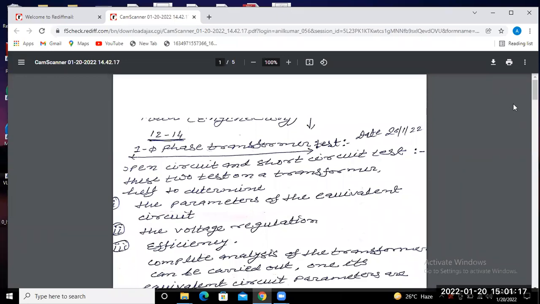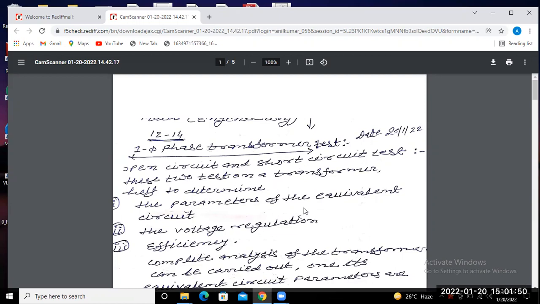So in these two tests performed on the single phase transformer, we are able to find out the equivalent circuit parameters. What is the advantage here? Performing the open circuit test and short circuit test on the transformer helps to determine the parameters of the equivalent circuit of the transformer, voltage regulation and efficiency. So a complete analysis of the transformer can be carried out when we obtain its equivalent circuit parameters.